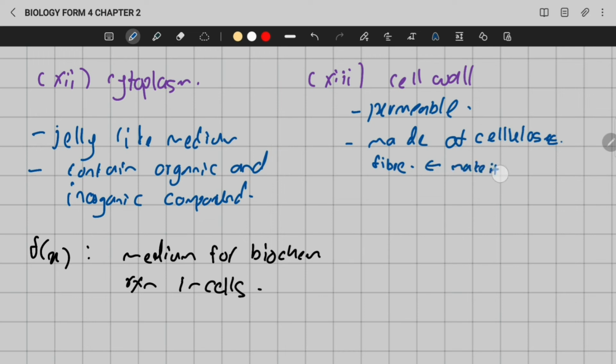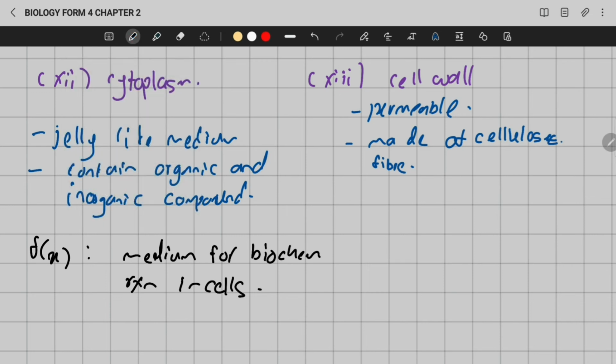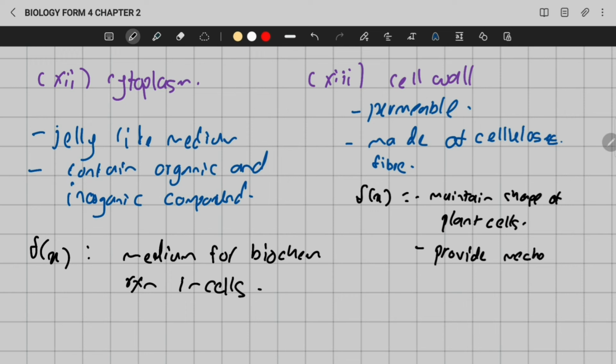It's not too rigid, but they give shape to the cell. So that's why the plant cell have fixed shape. So the function is to maintain the shape of the plant cell. And second, they provide mechanical support to the plant cell.